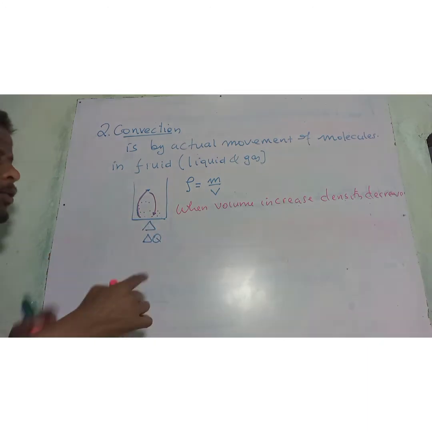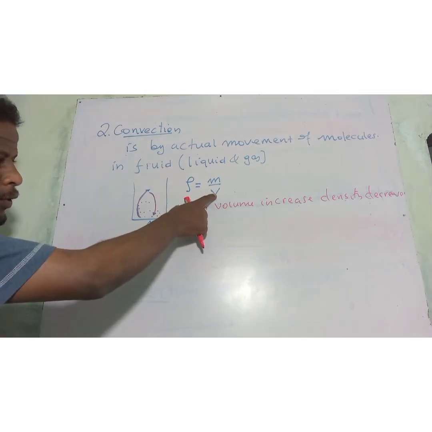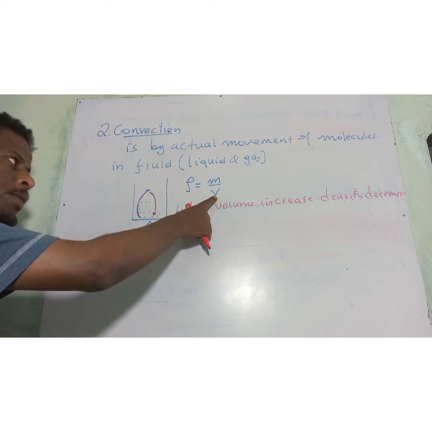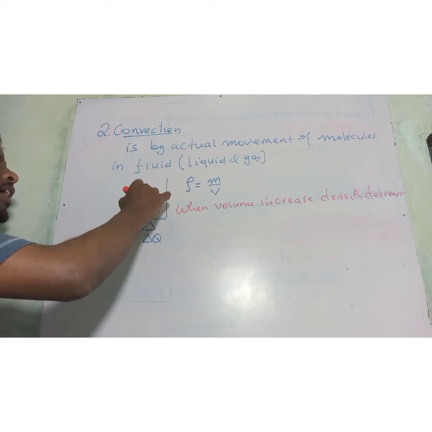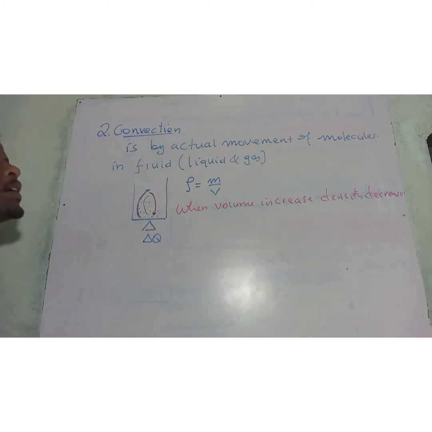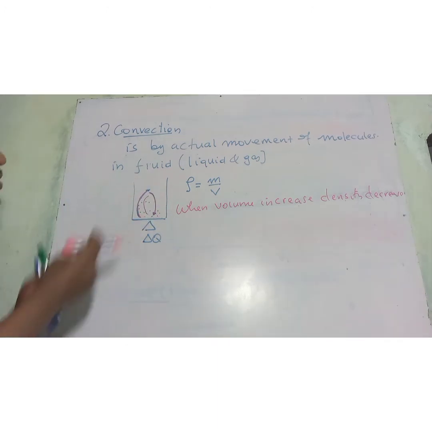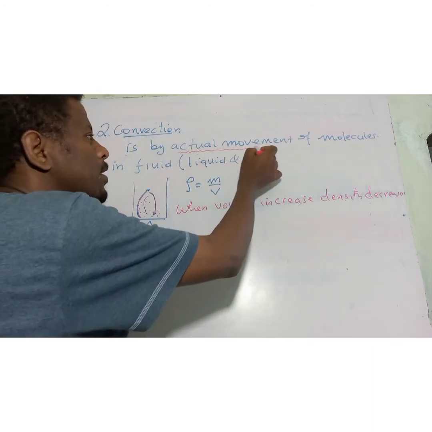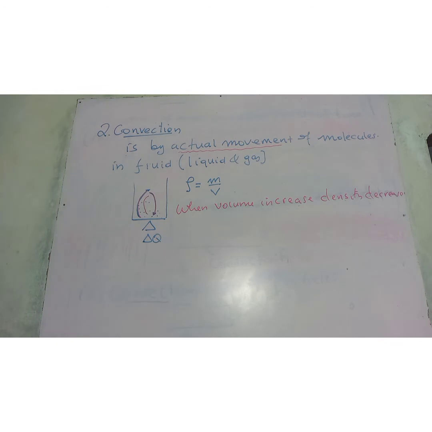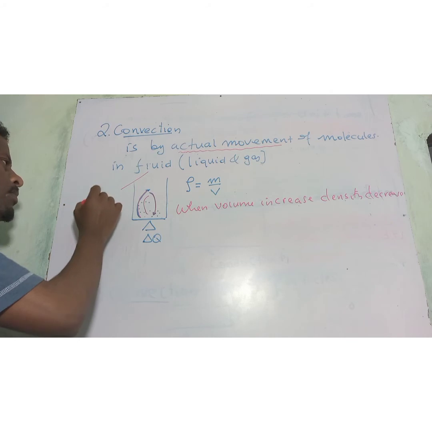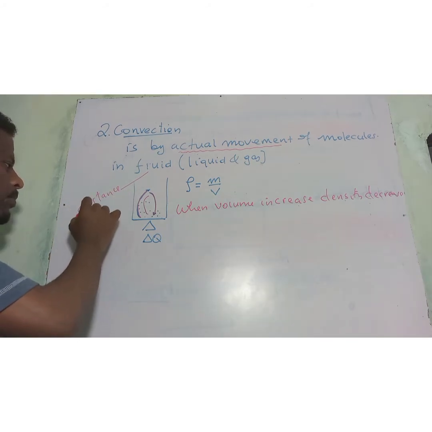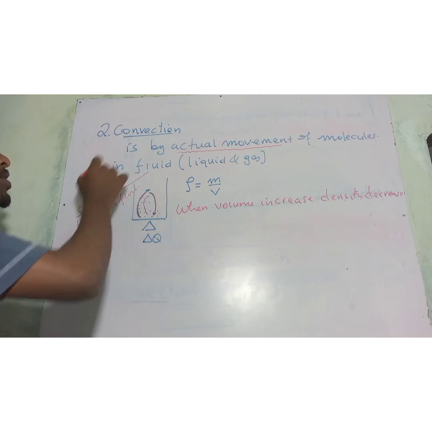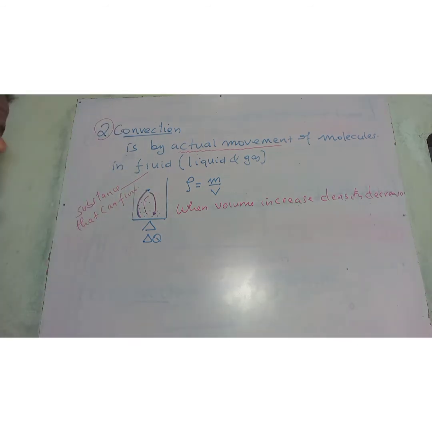Again, when it gets heat, it will expand. Due to this, there is a change in volume; it increases. When it increases its volume, its density decreases. Again, it moves up. By such a system, the whole liquid gets heat. Due to the actual movement of molecules, the whole system gets heat in liquid and gas, such as a fluid, a substance that can flow. Such a method of heat transfer is convection.